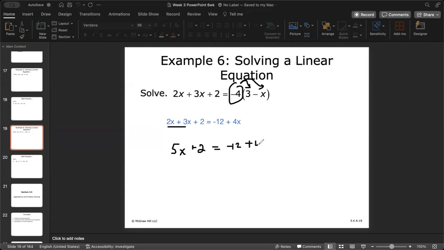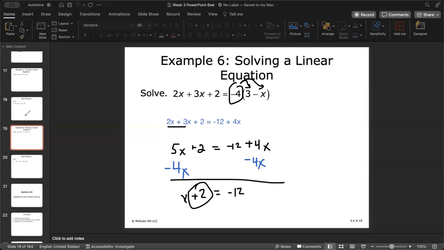And now notice it converts into exactly what we've been doing. So now we take this 4x here and we're going to move it over, but that's where the opposite comes into play. So we subtract 4x from each side. Oh, this is going to work out nice. X plus 2 equals negative 12.